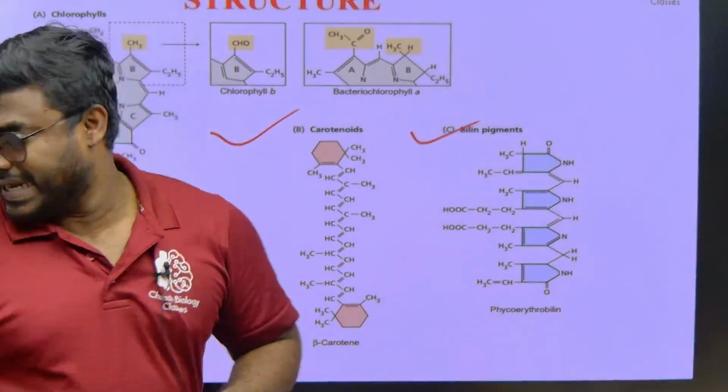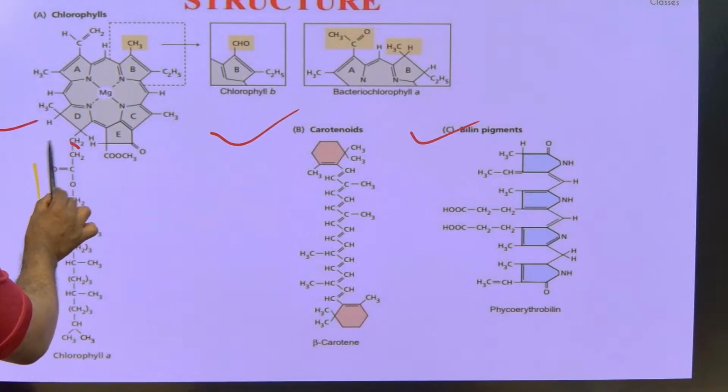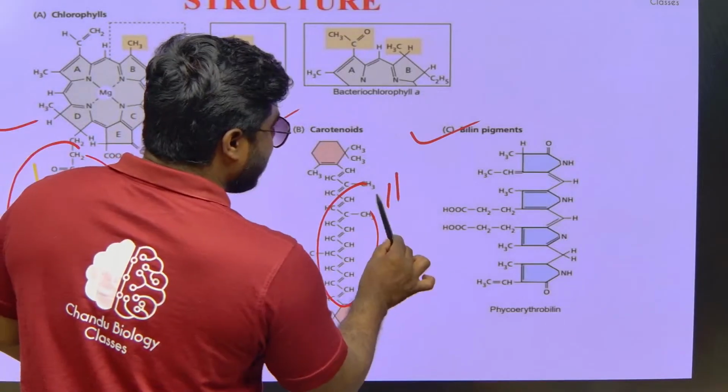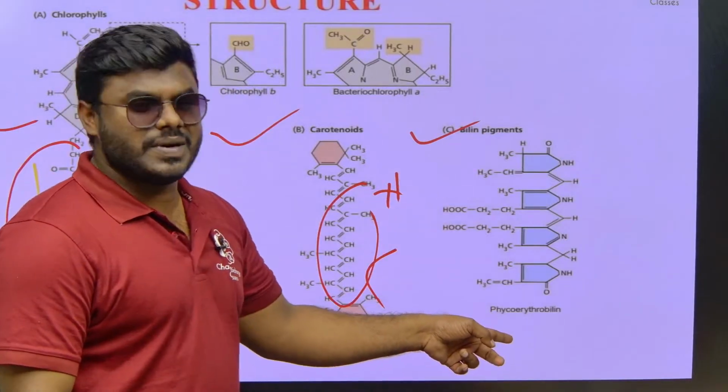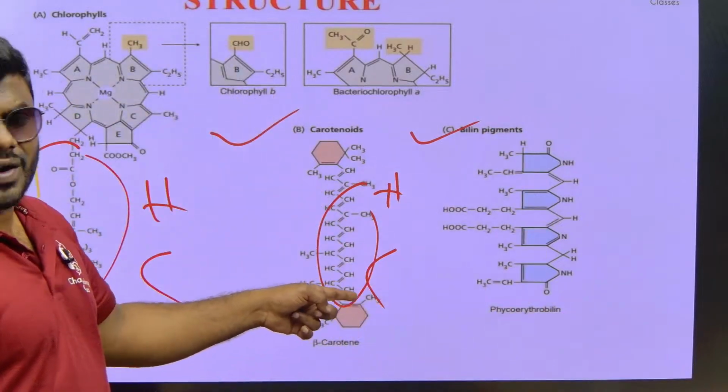Linear, and that is not the reason. Linear is not the reason. This is also linear only, na? Here strictly hydrocarbon chains are there, but in case of here there is no hydrocarbon chain. It is just a linear tetrapyrrole. Correct, na? That's why it is water soluble.